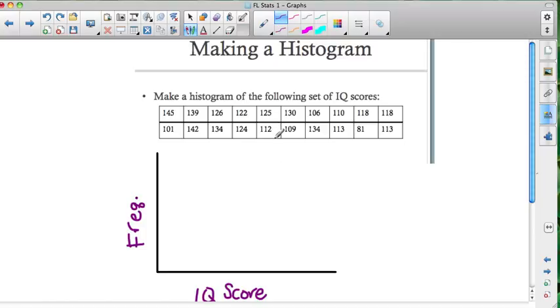And that's good enough. So what I need to do is look at my data and decide how I want to scale my x-axis. And it looks like I go from 81 up to 145. This is my max, and this is my min. So I think I'd like to go up by tens starting at 80. So I'm just going to have a break in the axis and start at 80 and go up by tens.